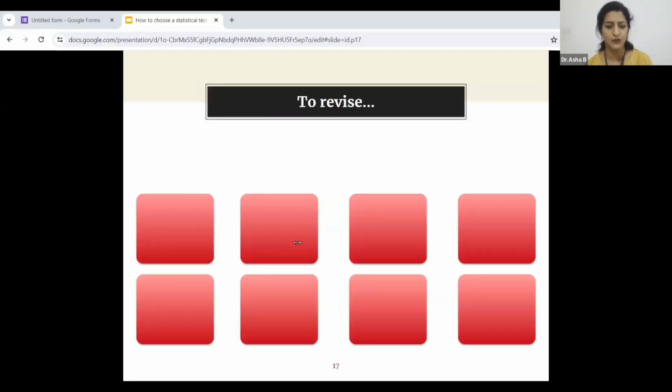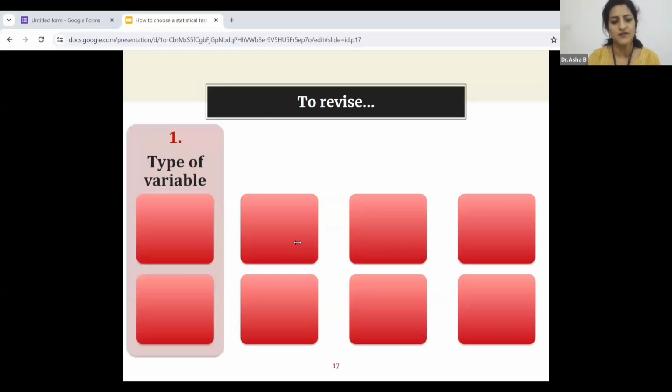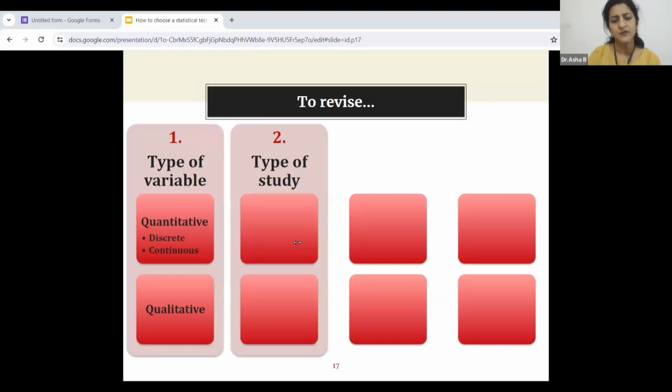Before moving to the tests in proper, we'll just revise the four important steps we have. The first one is the type of variable. See whether it is quantitative or whether it is qualitative. And again, if it is quantitative, check whether it is discrete type of data or whether it is continuous type of data. The second step is the type of study. Under the type of study, we have to see whether the group is a paired group or an unpaired group, and how many groups there are, like whether it is a single group or multiple groups.